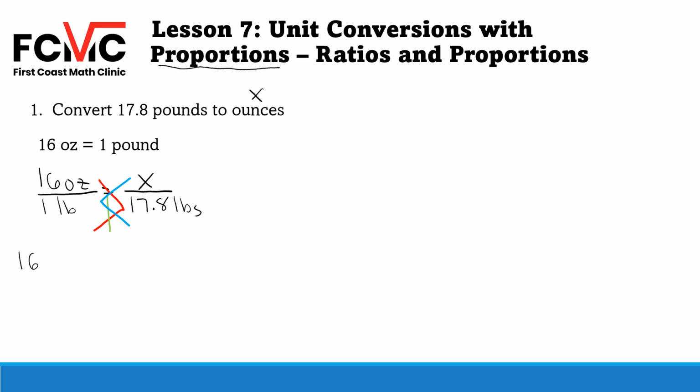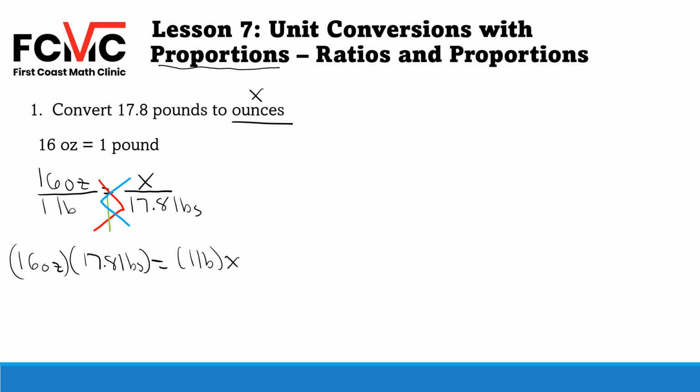So we've got 16 ounces times 17.8 pounds equals 1 pound times x. And the biggest issue a lot of people have when they solve problems like this is how to deal with the labels. They've got a bunch of different labels here. We want our answer in terms of ounces, so how do we do that? Okay, so I'm going to go through that and show you how we manage these labels.